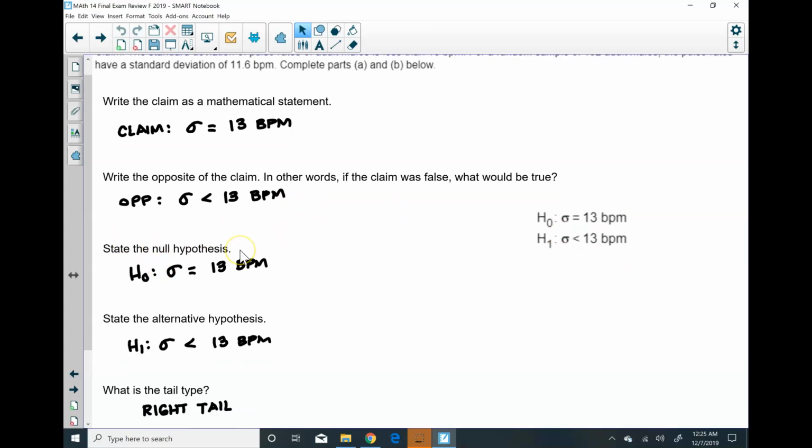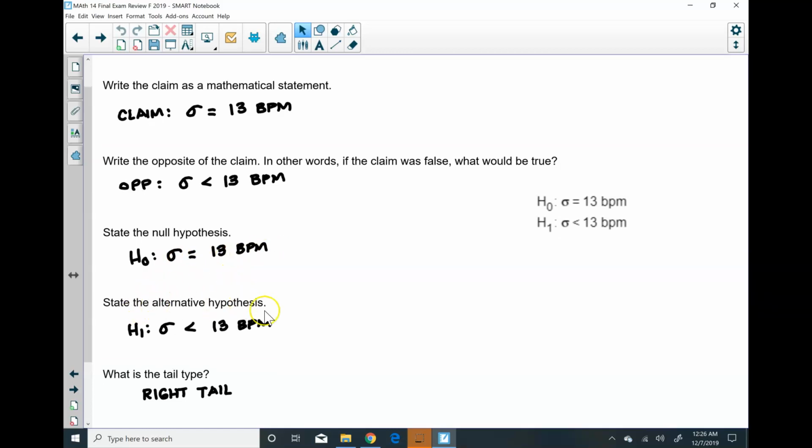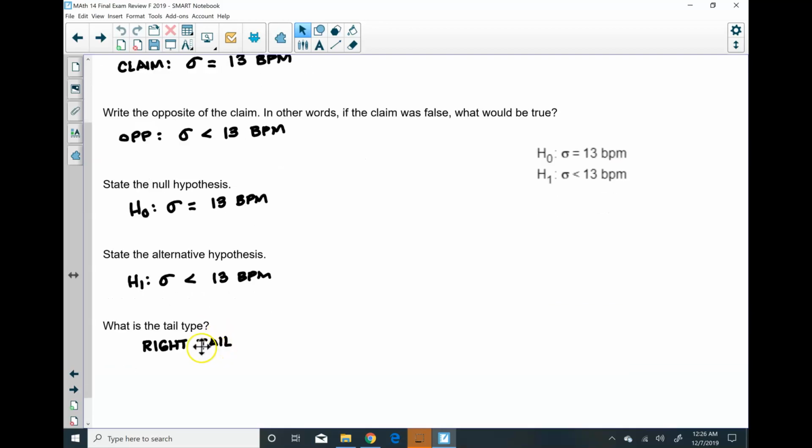Now you want to state the null hypothesis. The null hypothesis always has the equality, so the population standard deviation is equal to 13 beats per minute. The alternative hypothesis would then be that the standard deviation is less than 13 beats per minute, and therefore that would be a left tail. So that should be a left tail. Let me correct that statement here.